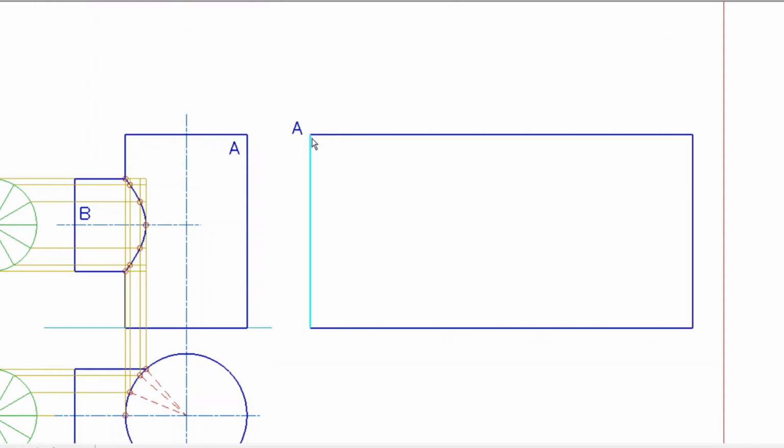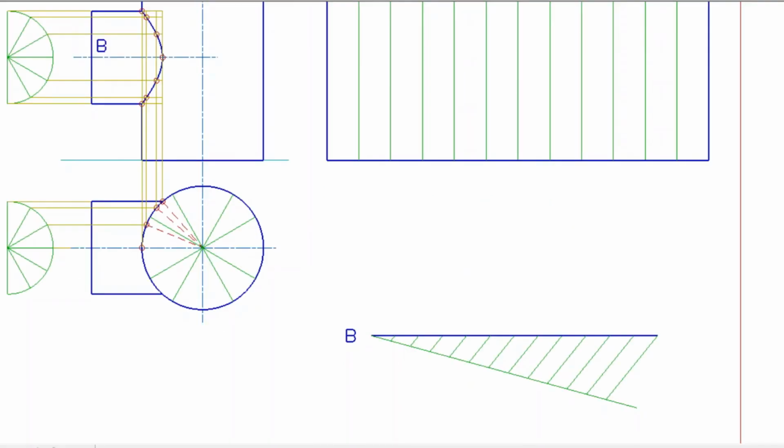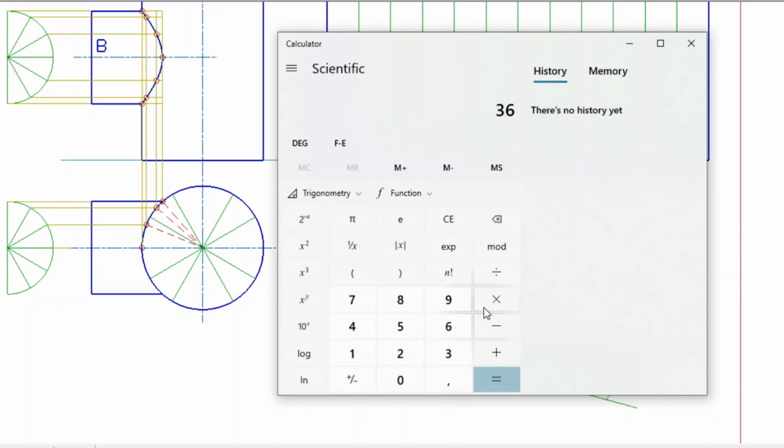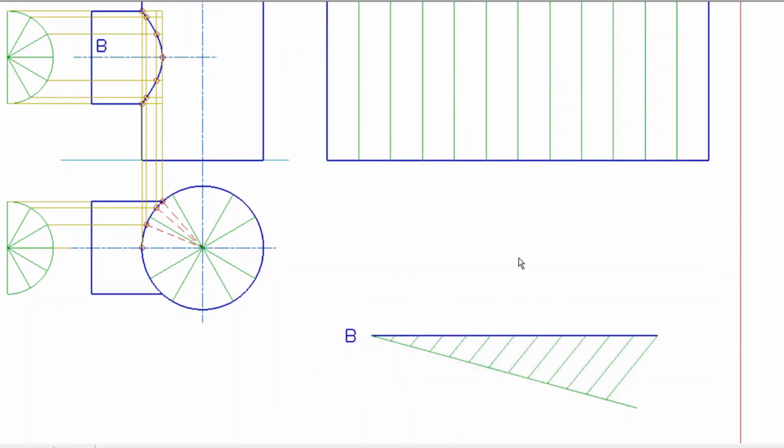So the distance there from A all the way through is about 151, and the height we get from the front view. If we go to the diagram, you can see here that it has a diameter of 36. So 2 pi radius, or simply diameter times pi, will give us the length that we're going to need for our secondary development. So we simply say 36 multiplied by pi, and that will give us a length of 113 rounded off. So that line has a length of 113.